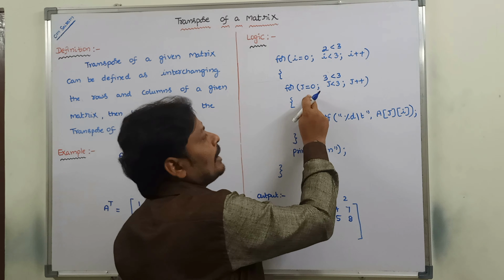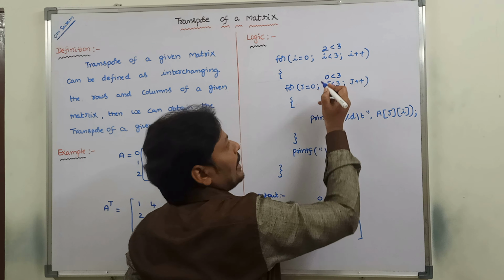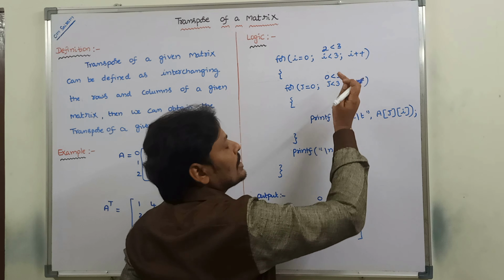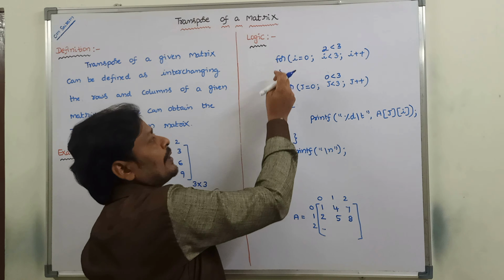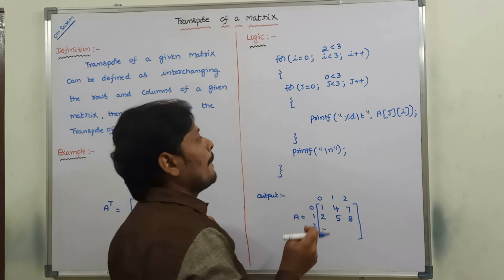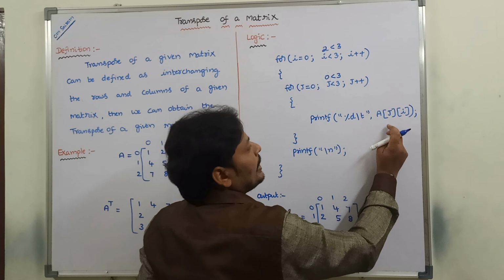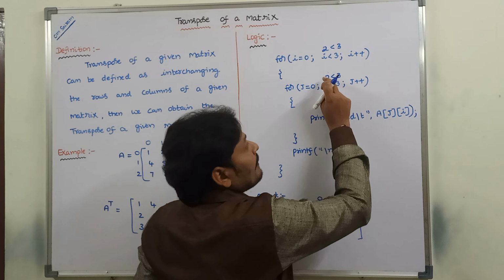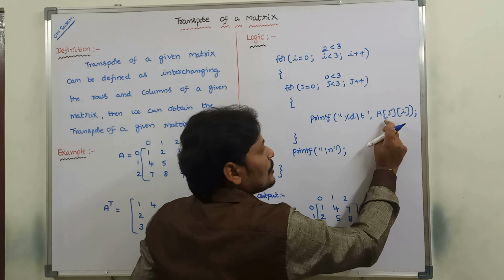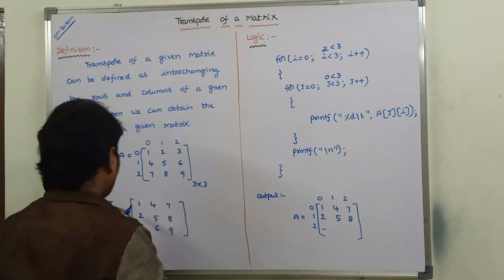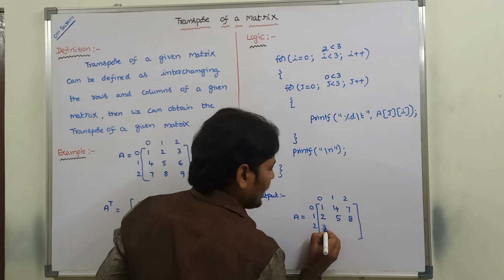So for j equal to 0, j less than 3 means 0 less than 3. Condition true. If the condition is true, then the control goes to the body of the inner for loop. This is outer for loop and this is inner for loop. In the body of the inner for loop, printf("%d\t", a[j][i]). What is j value? j value is 0. What is i value? i value is 2. a[0][2] element is 3. So that element is printed here.